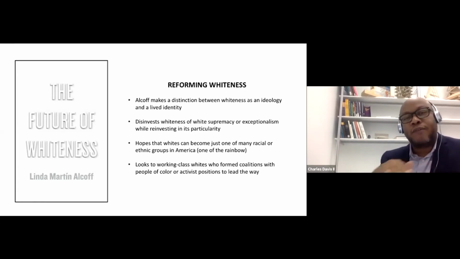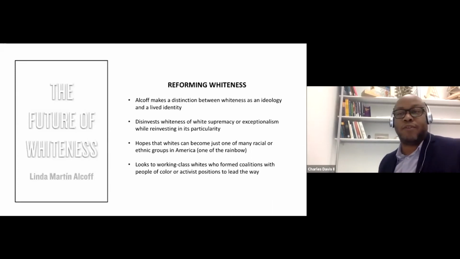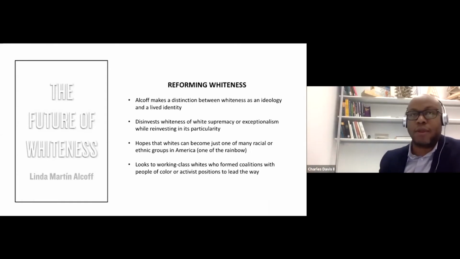And so Alcoff is really interested in tracking these kinds of revolutionary groups, whether in class terms or social terms, to understand how to reform whiteness. So she believes you can trace a kind of cultural identity through that lineage. And then she hopes in the end that whites can eventually become just one of many racial groups in America, or if we were to use Jesse Jackson's phrase, one of the rainbow, right? He's talking about the rainbow coalition of people of color who come together. And she wants for white Americans to be able to fit into that space as well.